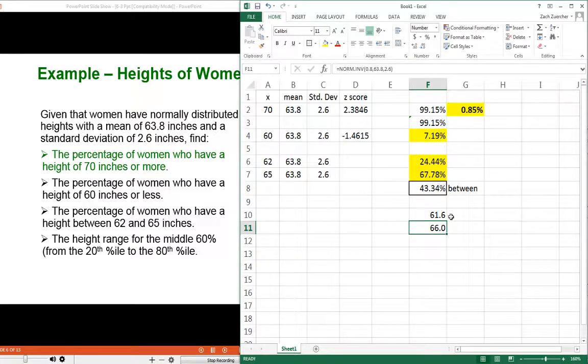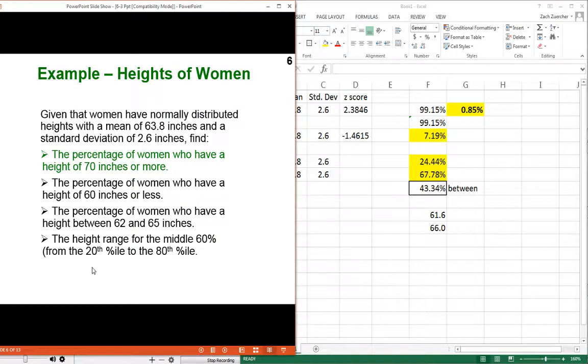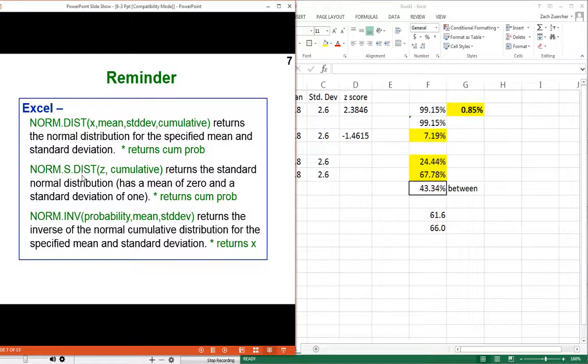That's the range for 30%. 30% below the mean of 63.8, and then from 63.8 up to 66, that's the 30% on the upper side of the mean. Okay. I hope that going through these 4 different questions helps you understand how it is that you use these 3 different functions.